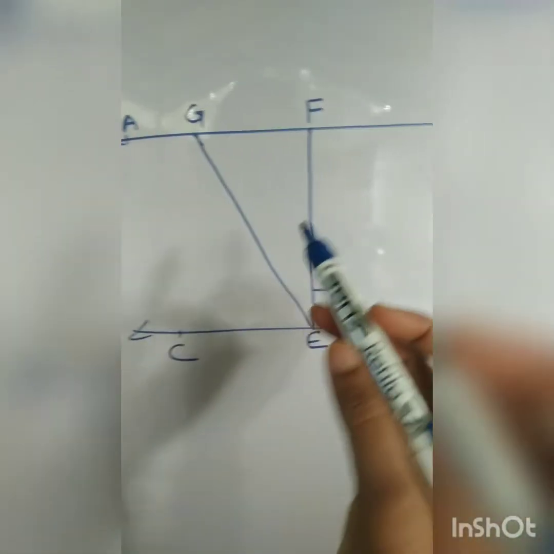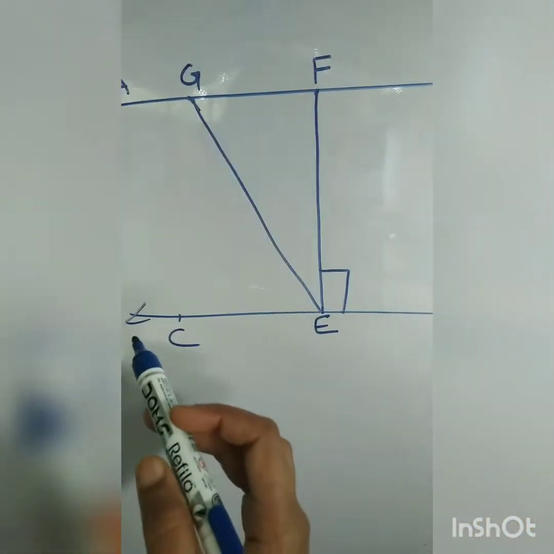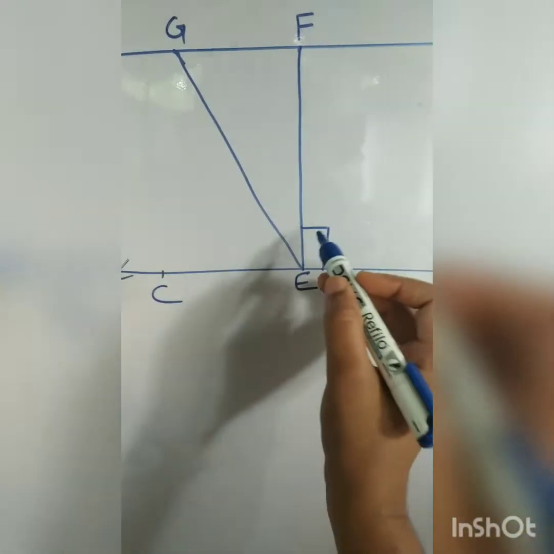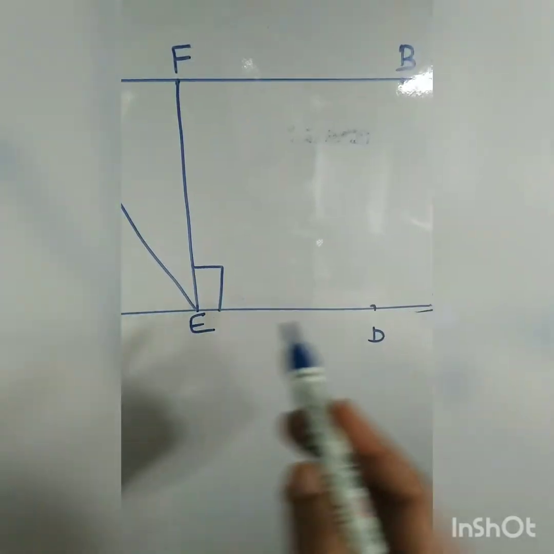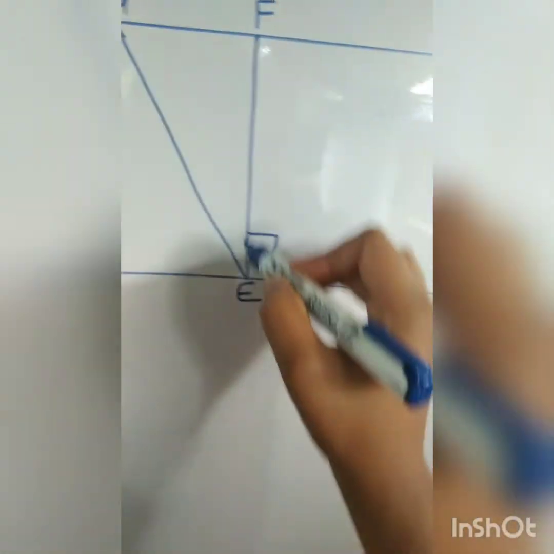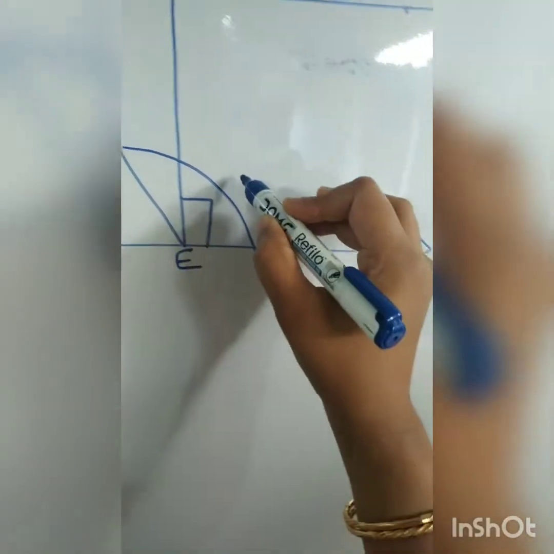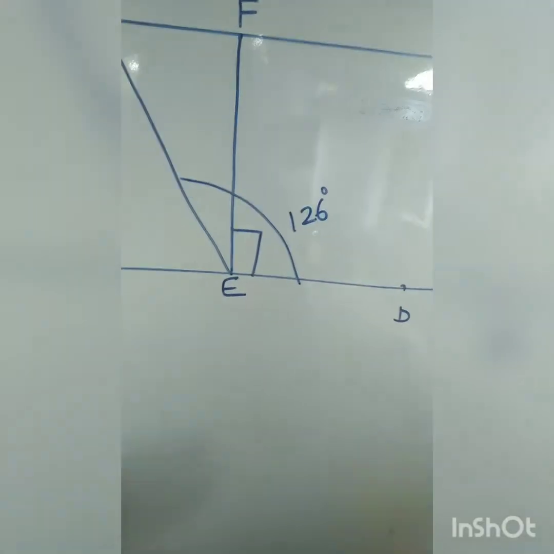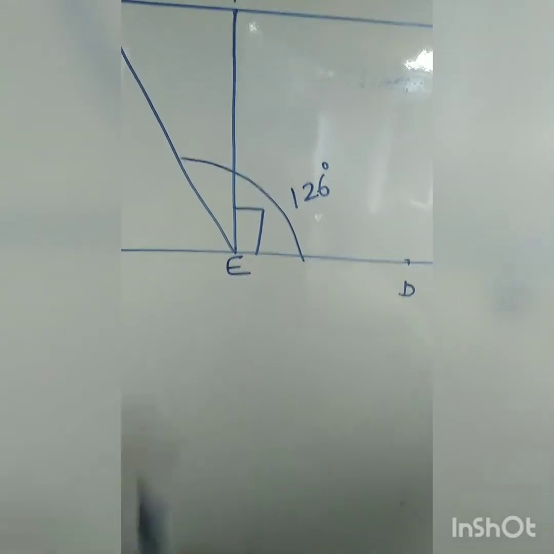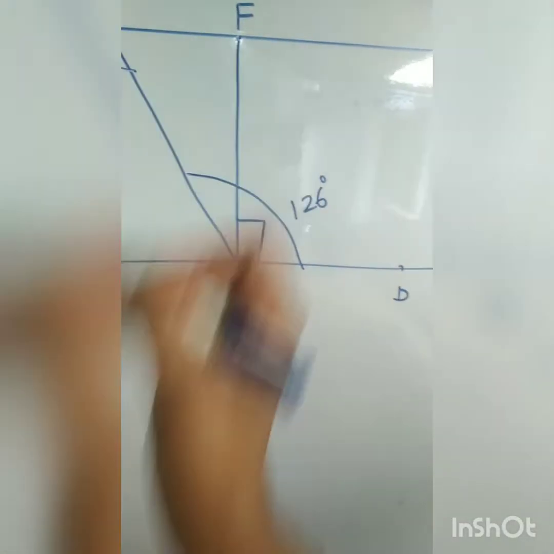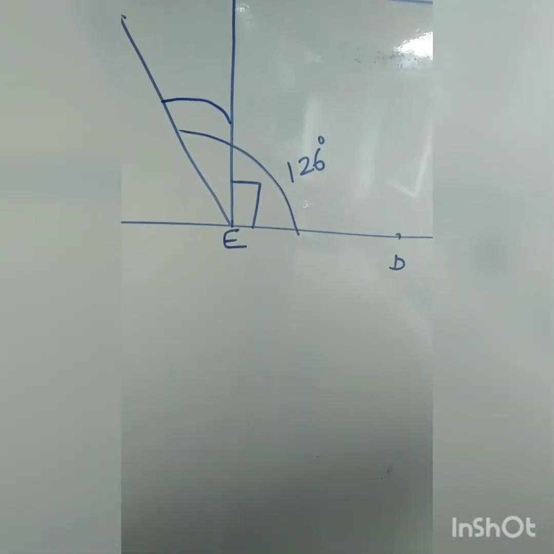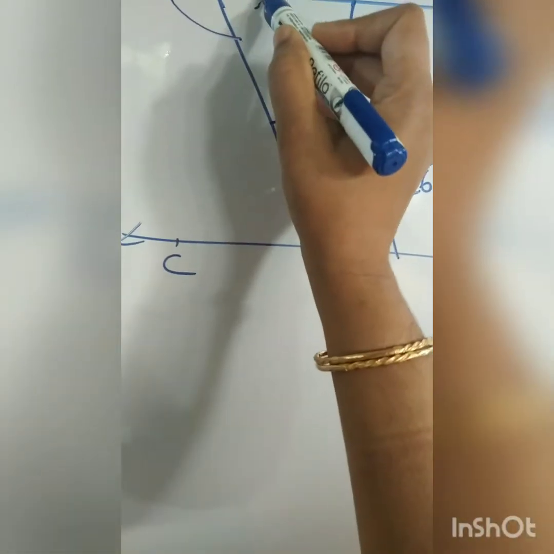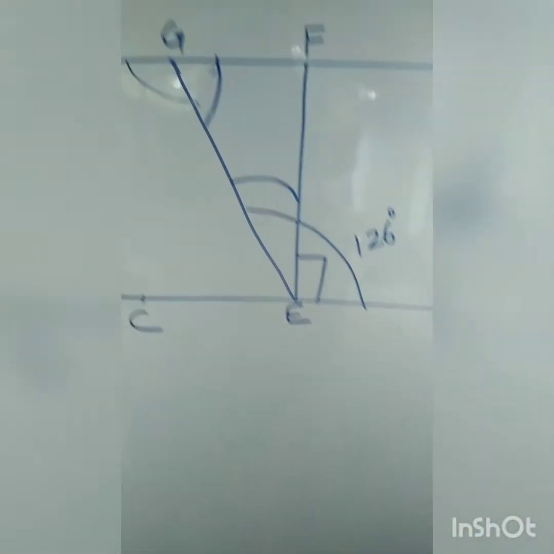Given FE is perpendicular to CD, that means 90 degrees. See, this symbol means perpendicular. And angle GED is 126 degrees. GED, this complete angle, is 126 degrees. Okay, you have to find angle AGE, then GEF, then EGF. These three angles you have to find.